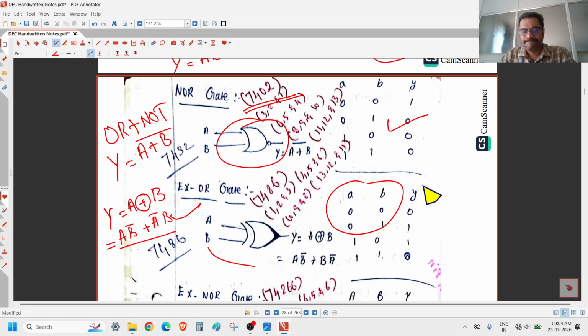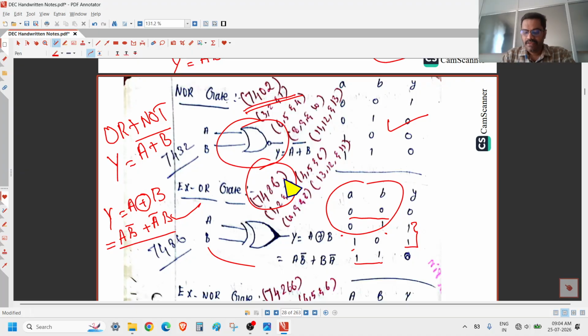So what is the shortcut method? If the inputs are different, like 0 1 and 1 0, it will produce the output as 1. If the inputs are the same, that is 0 0 and 1 1, it will give output as 0. Different inputs give output 1, and same inputs give output 0, right? That is the EXOR gate. I hope you understand. The IC number for the EXOR gate is 7486.